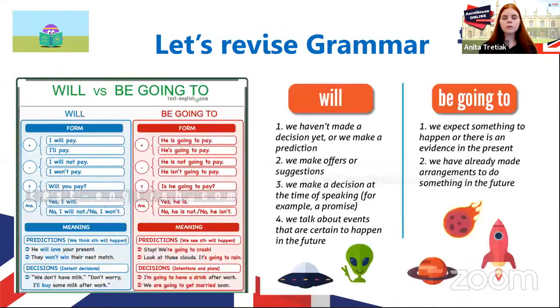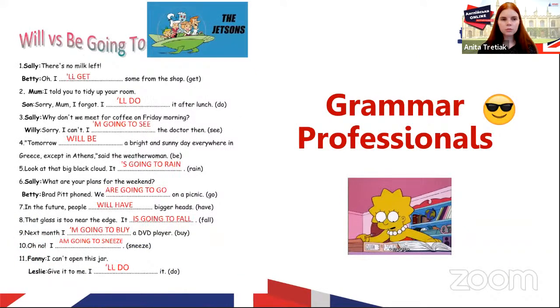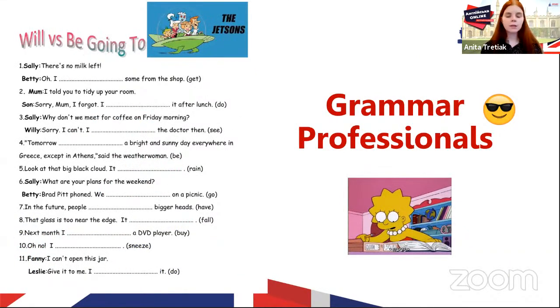So here it is. You can have a look at this one more time, and then we can move on. And it's time for us just to practice a little bit. So here is a grammar professional's task, and in this task we need to read mini dialogues or mini sentences and choose the correct form, will or be going to, and then open the words in brackets. So let's do number one together, and after that it's your turn, guys, to write your comments with correct answers.